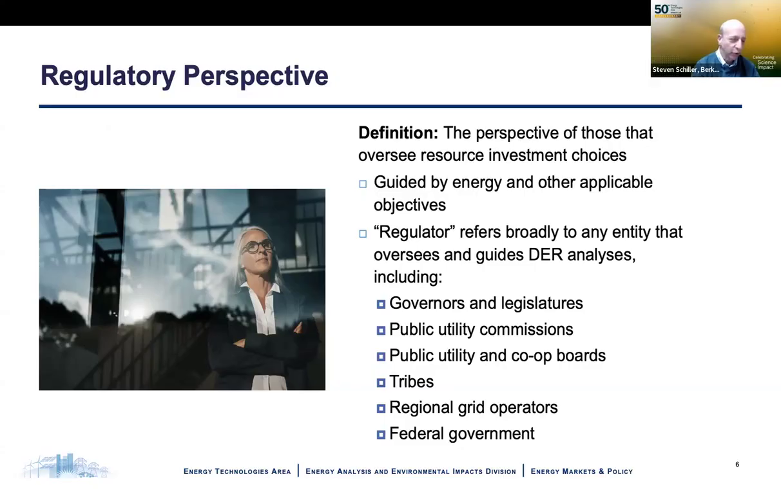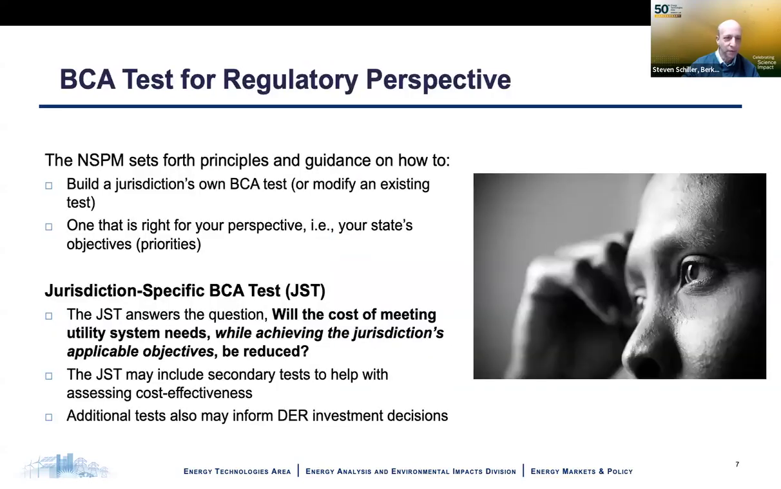Regulator is kind of an interesting choice of word. As we were putting together these NSPMs, the co-authors, there's several of us, had a lot of debate about what term to use here. And we settled on regulator. It's maybe not the perfect term, but for us, what it's really referring to is any entity that oversees and guides these DER analyses. That might be governors, legislatures, tribes, utility boards, regional grid operators, our friends at the federal government. So the regulator in this context is really seen as a very broad term, those providing the oversight. And we'll be hearing from her a little bit later about what her roles are in this.